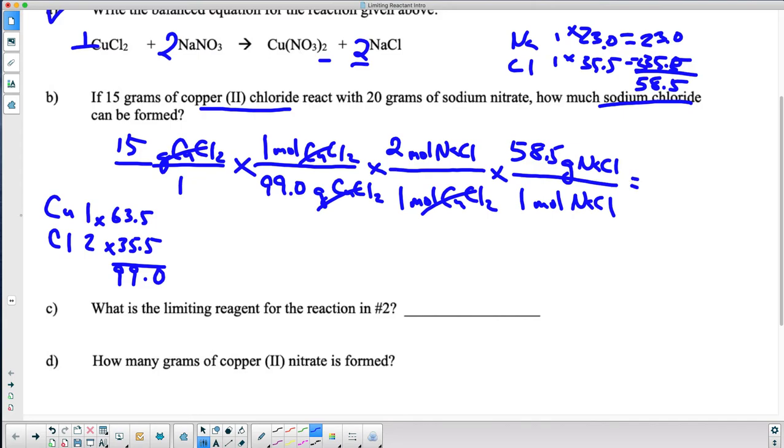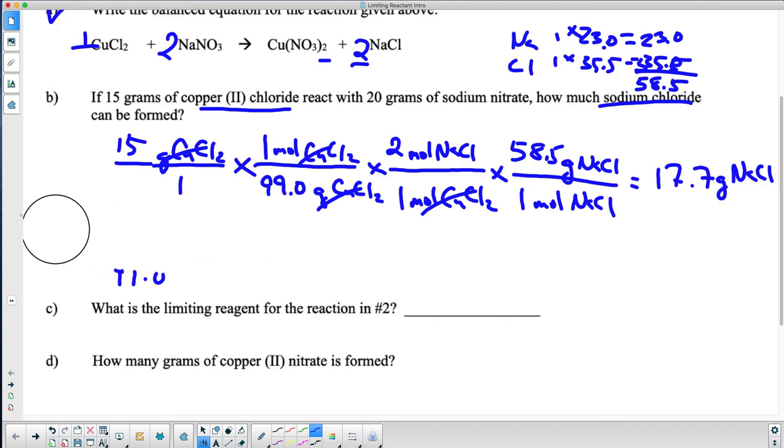So this is my first mass-to-mass problem. I go 15 divided by 99 times 2 times 58.5 equals. What I get on the end here is 17.7 grams of sodium chloride. So that's the mass of sodium chloride.